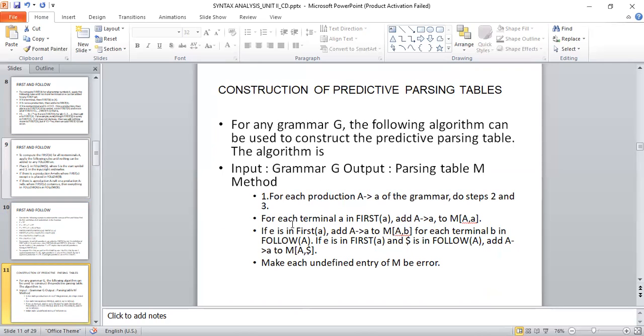So how to construct predictive parsing tables? After constructing the augmented grammar, after calculating first and follow of the productions, for any grammar the following algorithm can be used to construct the predictive parsing table. Okay, so the input is the grammar, then the output is the parsing table. So first method, for each production A implies alpha of the grammar, repeat steps 2 and 3. So first of A, follow of A we have seen already.